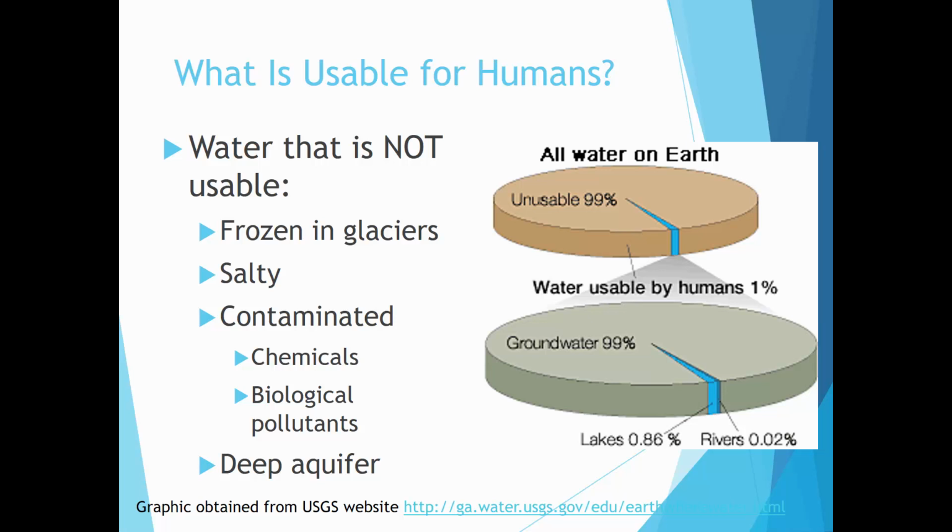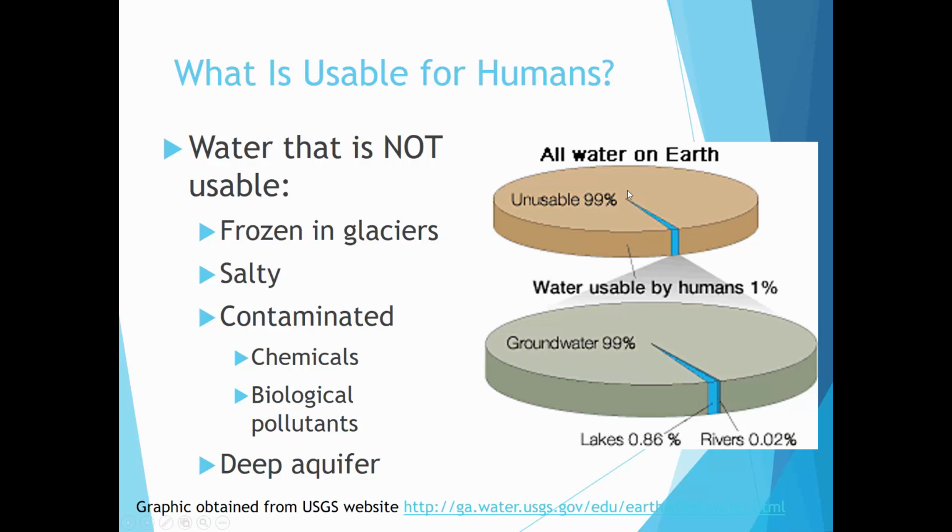Of this water that we just looked at, which parts of it are usable for humans? It's really easier to talk about what kind of water is not usable. All of the water that's frozen in glaciers is not usable. All of the water that's salty in the oceans is not usable. Water that's contaminated is not usable without a fair amount of treatment, and sometimes even then it's too hard to get all of the pollutants out, and that would include chemical pollutants and also biological pollutants. And then also water that's in very deep aquifers, so very deep groundwater that we cannot access, is also not usable.